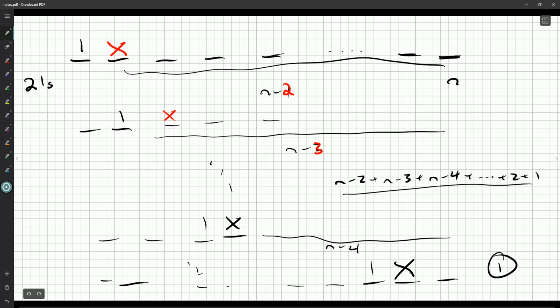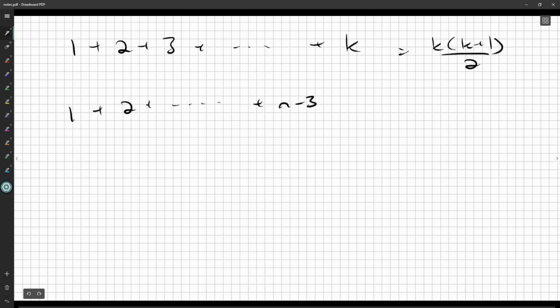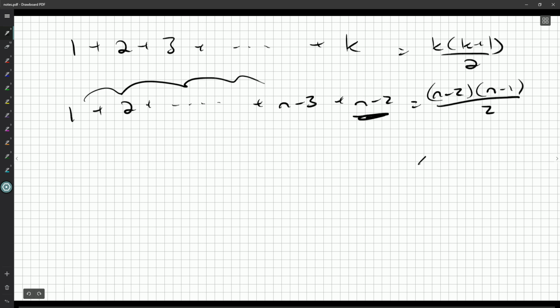Is there a formula for something like this? N minus 2 plus n minus 3 plus n minus 4? Absolutely there is. In general, if I want to add up the first k natural numbers, this is something that's very useful to know for math contests. The formula is k times k plus 1 over 2. So what have we got? 1 plus 2 plus all the way up to n minus 3 plus n minus 2. The biggest number here is n minus 2, but we're going up by 1 each time. So it should be n minus 2 times n minus 2 plus 1, which is really n minus 1, all over 2. So that's how many ways to place the 1s so they're not side by side.